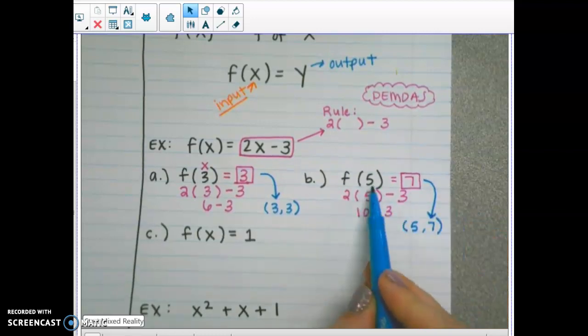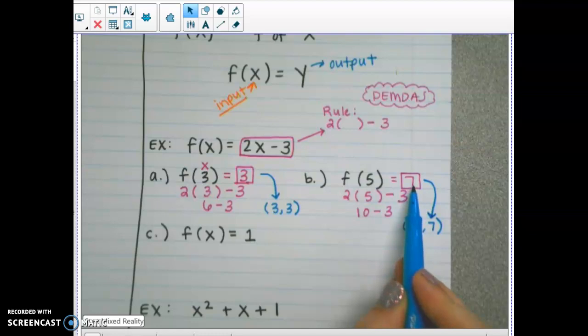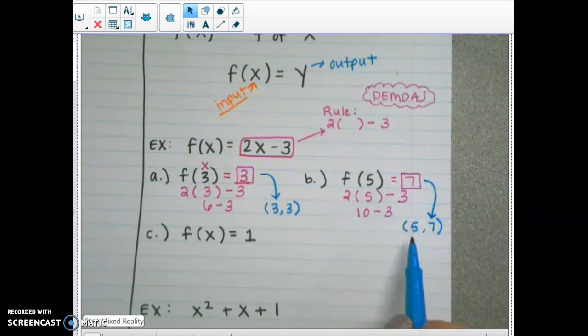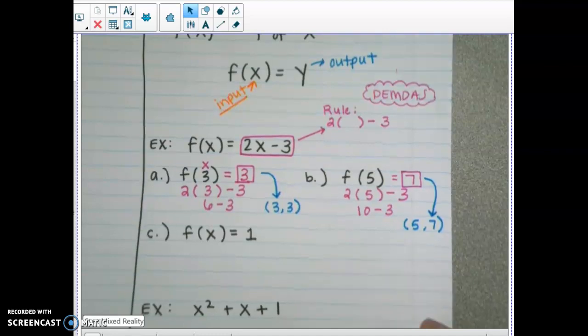Because my X was 5 and my Y is 7. Plugged in 5, output is 7. So if I plotted these points and I started to connect these points, it would show me the shape of what this looks like on a graph.